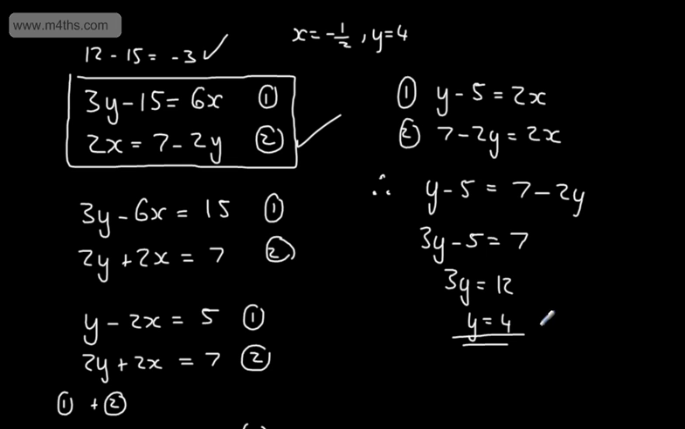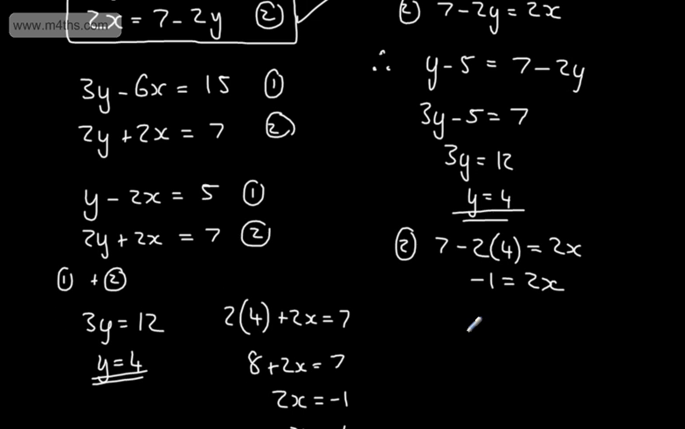We're going to substitute that back into any one of these, so let's put it into equation 2. 7 minus 2 lots of 4 is going to be equal to 2x. So we've got 7 minus 8. 7 minus 8 gives us negative 1. That's equal to 2x. And we can see x is negative 1/2. So that's another different approach.